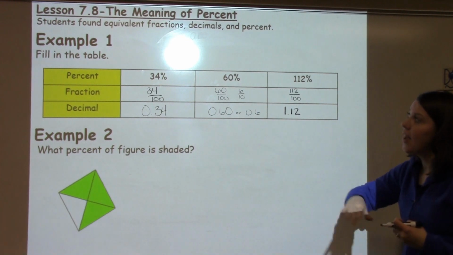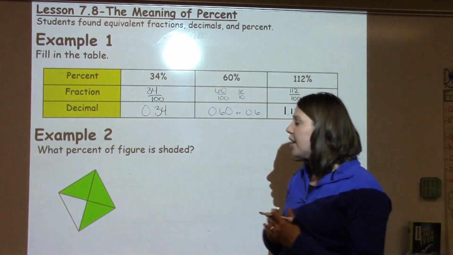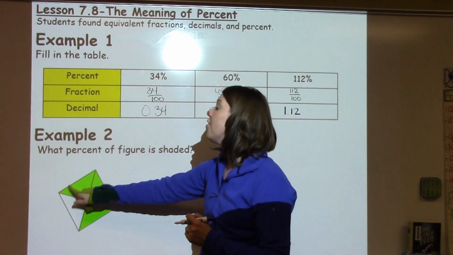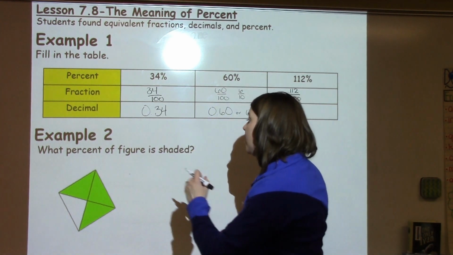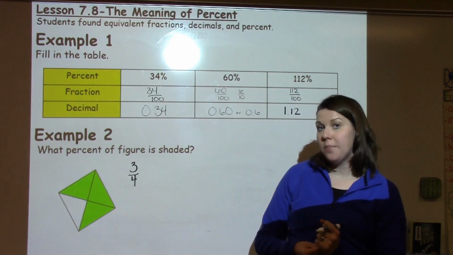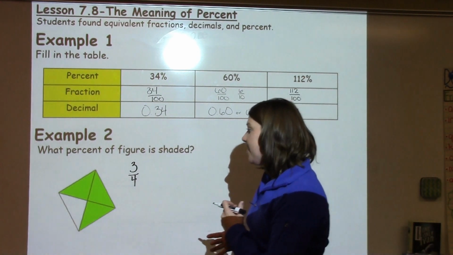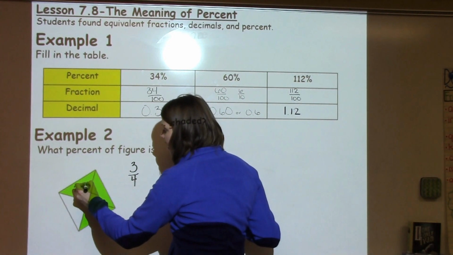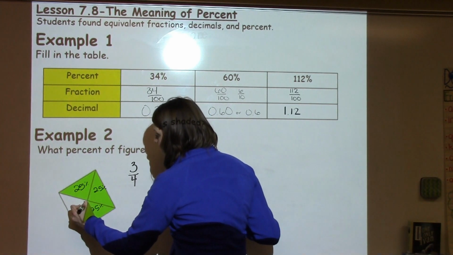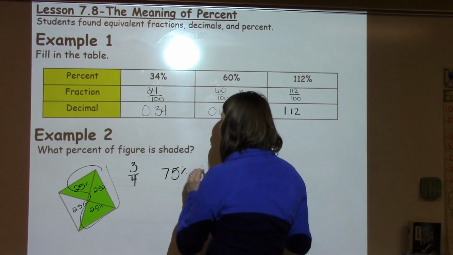They also had to look at the percent of shading of a figure. So looking at this figure that we have up here, we notice that we have 4 pieces, 3 of them are shaded, which we would know that that is the same as 3/4 of them are shaded, but it says what percent. We know 3/4 is the same as 75% because each of these is worth 25%. So our final answer for this one is going to be, of the shaded ones, we have 75% is shaded.